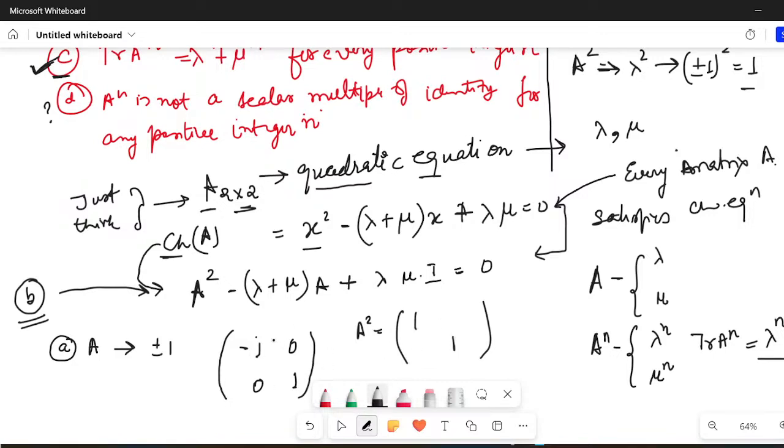This is something that you should be able to relate. Now, how can I say that A raised to power n is not a scalar multiple of identity? Clearly it is, for any positive integer. Why? If A is a 2 cross 2 matrix, who stops me from taking this as matrix A? And if I do A square, what would I get? I'll get an identity. So A raised to power n can indeed be written as k times identity.